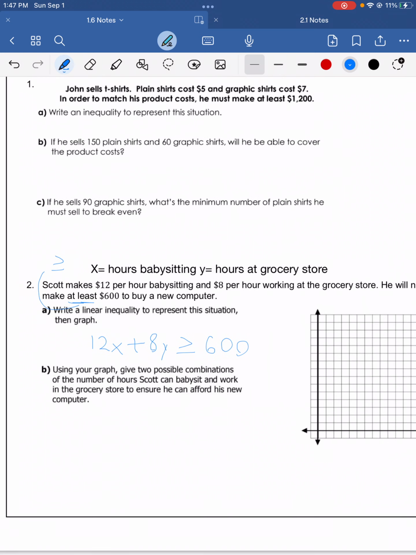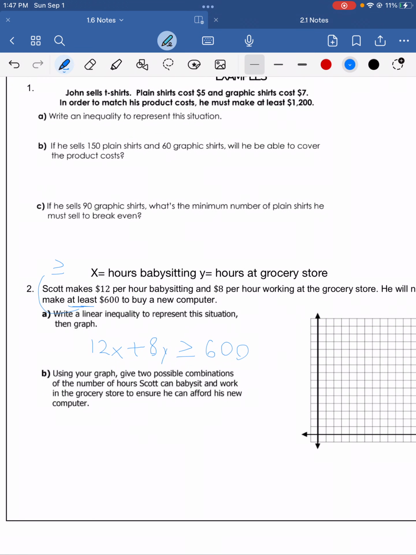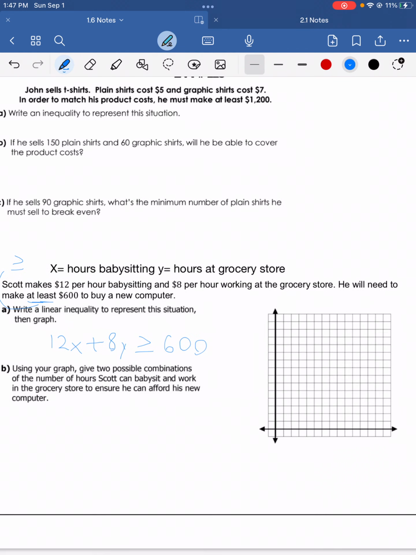Okay. Because 12x plus 8y represents how much money he's making, and then you plug in the amount of hours he has for babysitting and how many hours he has at the grocery store, and we're going to see if that's above 600, okay, to test the solution. So now we're going to graph it.